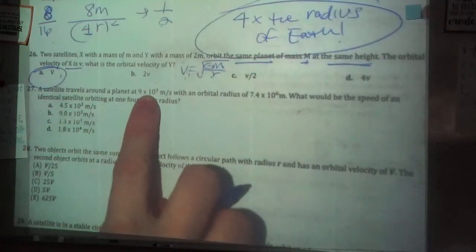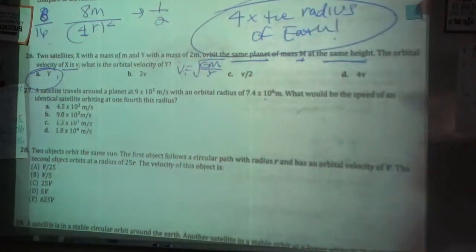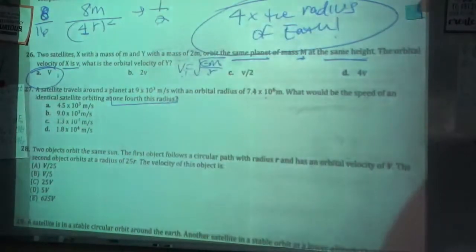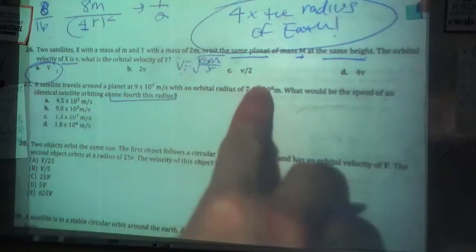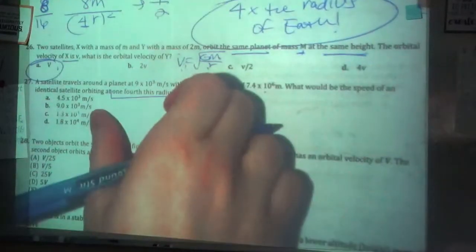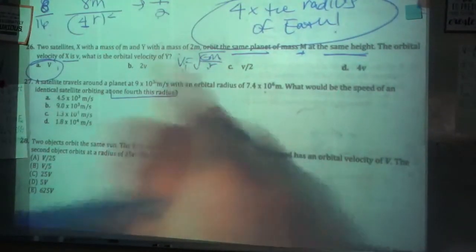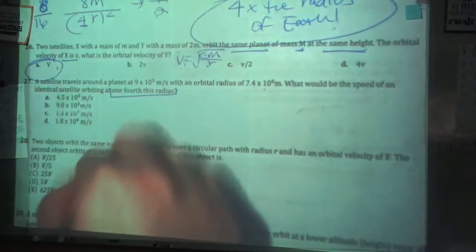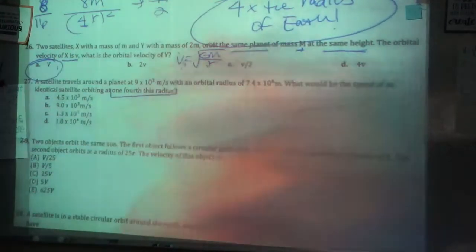27, a satellite travels around a planet at this speed and this radius. What would the speed be of an identical satellite orbiting at 1/4 this radius? Here, we actually don't need to plug in these numbers because we don't know the mass of the satellite, so we don't need to find the mass of the satellite. We just want to know, at 1/4 the radius, what happens.